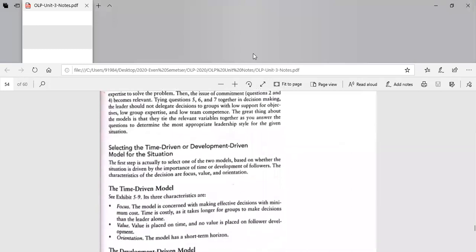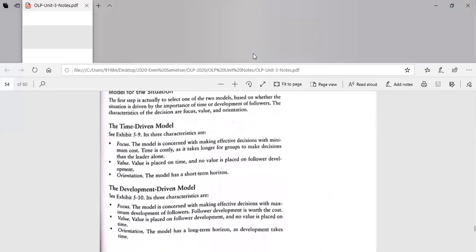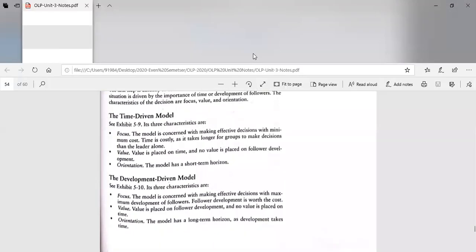Next, they have given two extremes, the time-driven and the development-driven models. The time-driven model indicates three characteristics. Focus: the model is concerned with making effective decisions with minimum cost. So the focus is on cost. Time is costly, so you cannot wait for some decisions, because some decisions need to be taken quickly. So you have to concentrate on taking a decision properly.